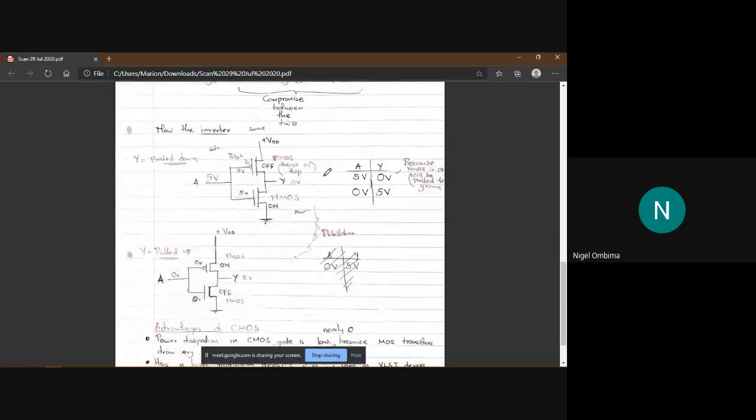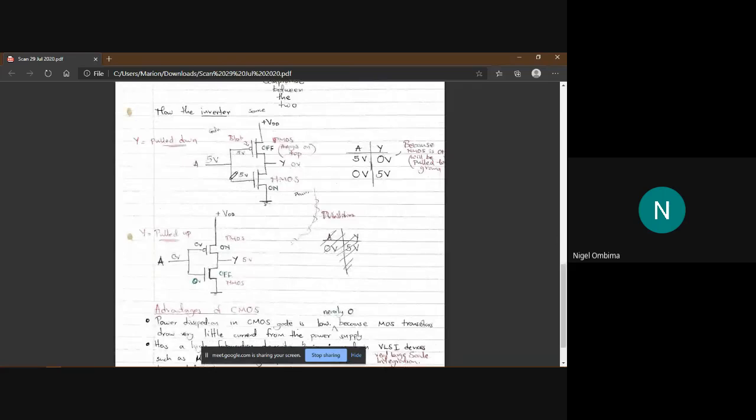Now to the inverter, this is how it looks. I described it by drawing it. The VDD, the gate, it's composed of a PMOS and an NMOS. PMOS is always on top of the NMOS if you're drawing the inverter, always. So the gates of both the PMOS and the NMOS are connected to give a single input, and then the output Y is connected over here.